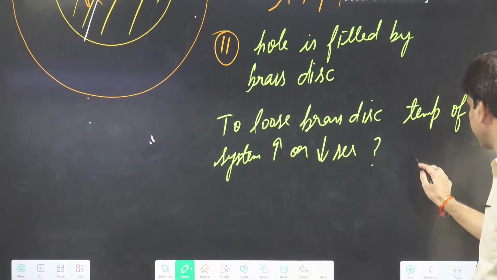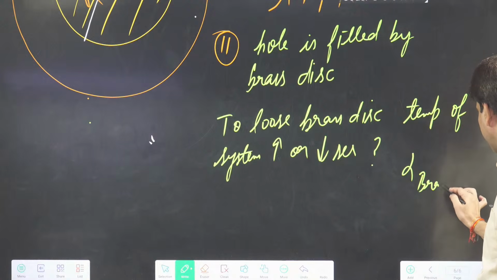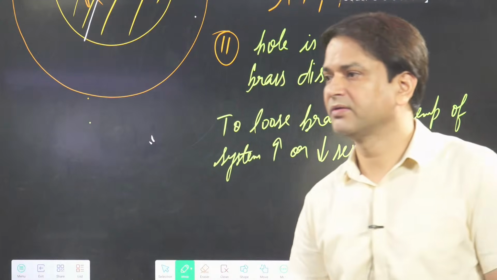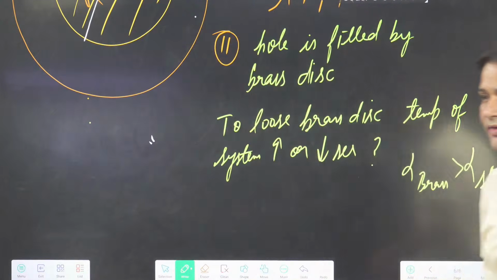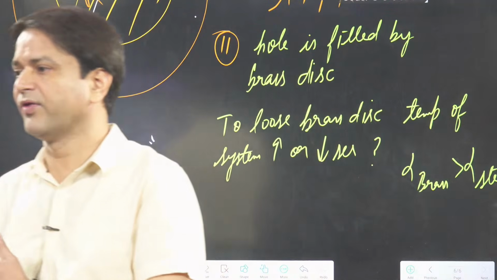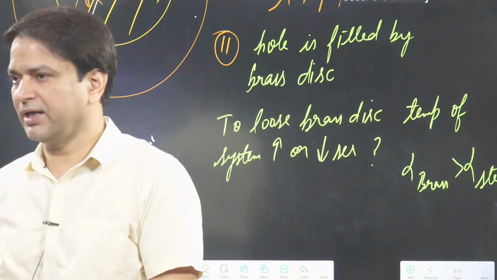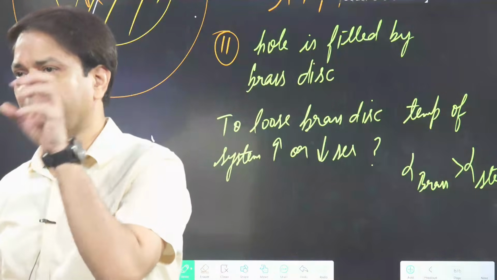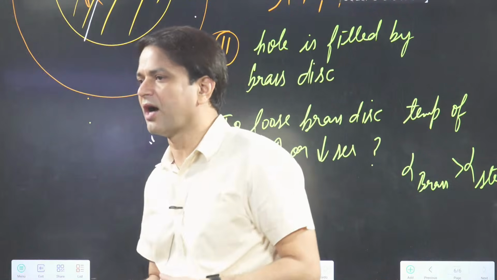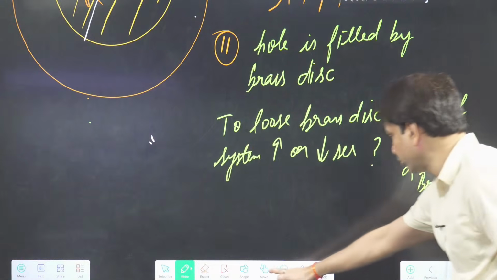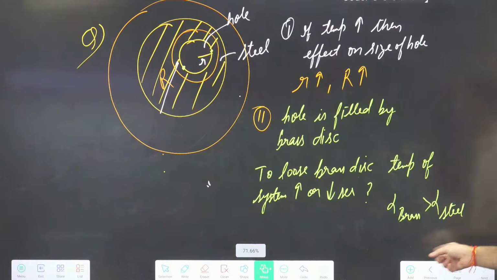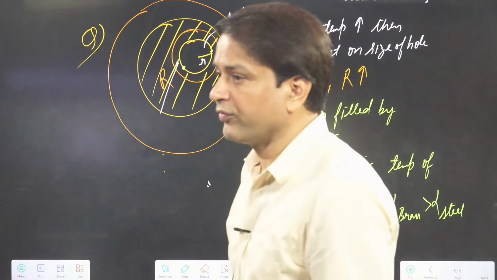One more thing, maybe you don't have the idea: alpha brass is greater than alpha steel. You also have to remember that brass alpha will be more than steel alpha. The plate is made of steel, in that we have the hole, and in that hole we have put the brass disc tightly. Now I want to loosen the brass disc and take it out. We have to cool the system.